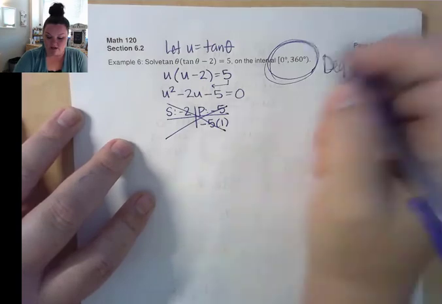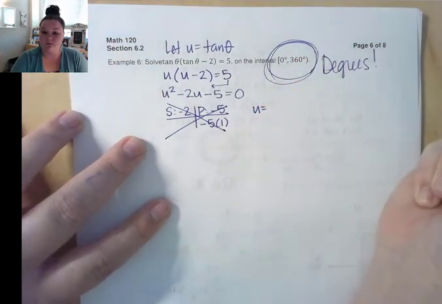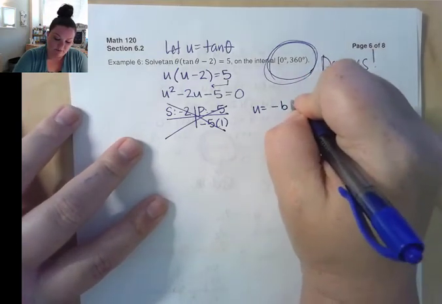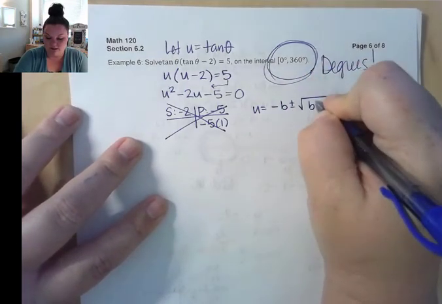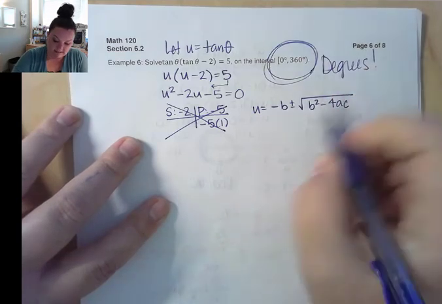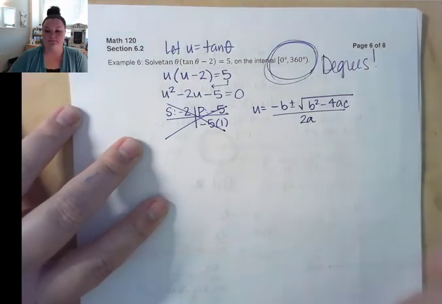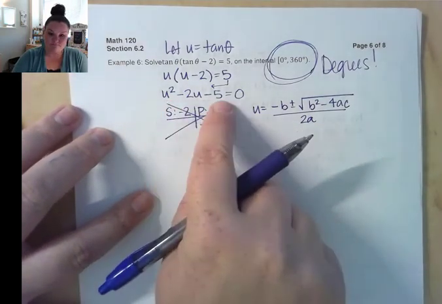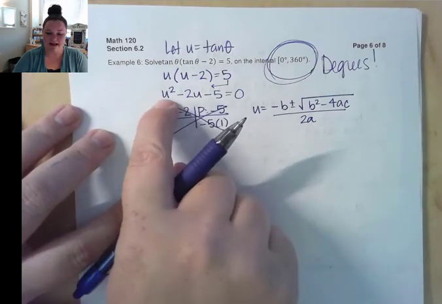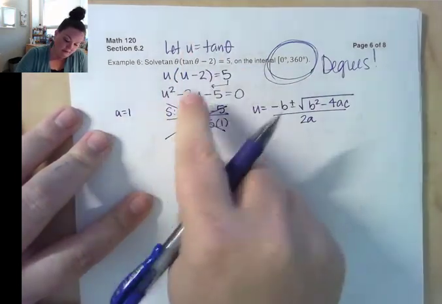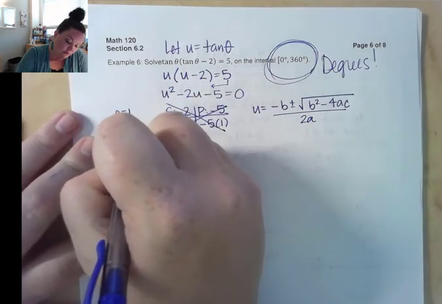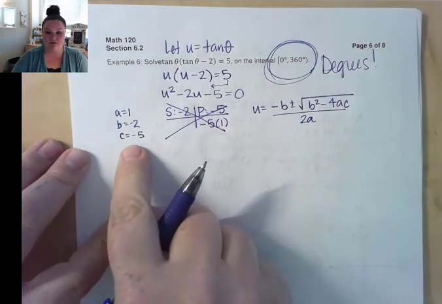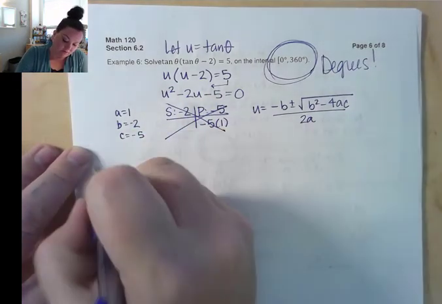So I'm going to use the quadratic formula, and I'm going to write it out here just for those of you who don't have it memorized yet. Negative b plus or minus the square root of b squared minus 4ac, all over 2a. Okay. So looking at my equation, my a is going to be 1, my b is going to be negative 2, and my c is going to be negative 5. So I'm going to plug those values into my quadratic formula.